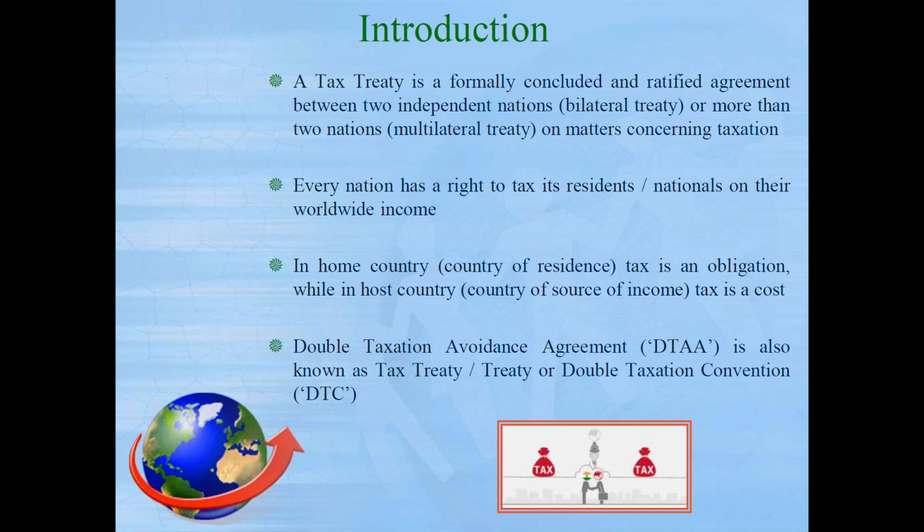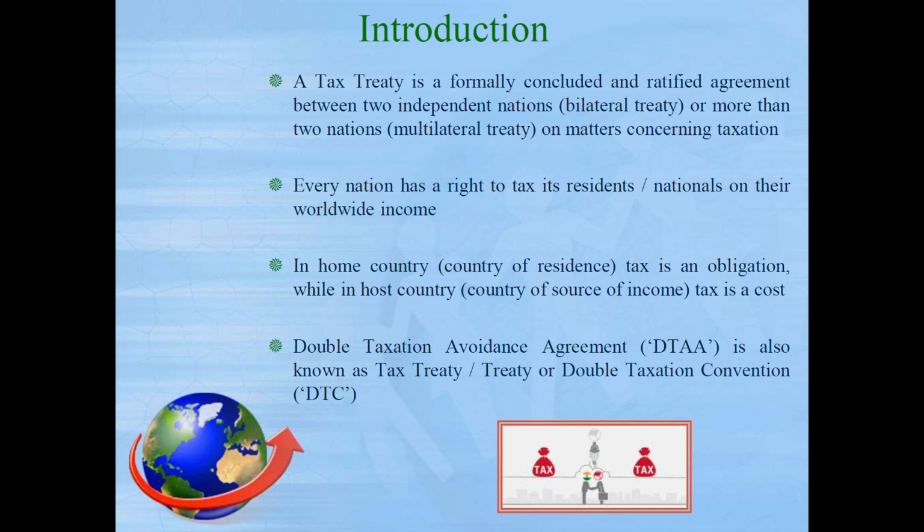So it is a formally concluded and accepted agreement. It is based on negotiations between two countries to avoid double non-taxation and to eliminate double taxation. If it is between two countries, then it is called a bilateral treaty, and if it is between more than two nations, then it is called a multilateral treaty.